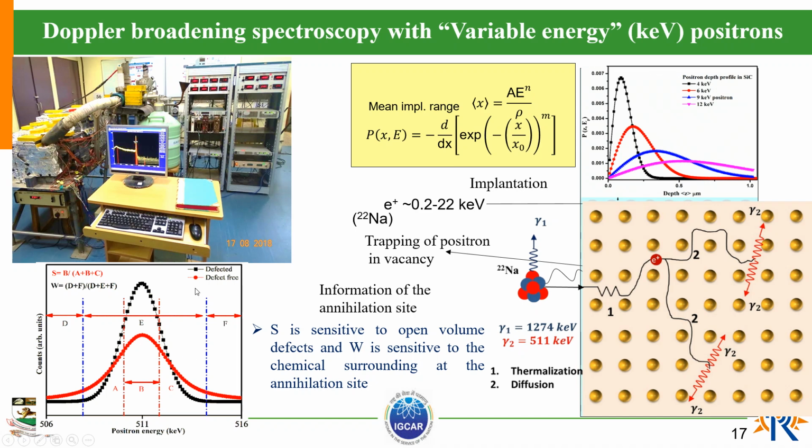Using this, for each energy we get an S value, and the step size we are using is 0.5 keV, starting from 0.2 keV and going up to 22 keV. Each energy gives one value of the S parameter, and this is completely plotted. After that plotting, we have to fit it using the variable energy Positron Fit method to find out what type of defect it is and where it is present.